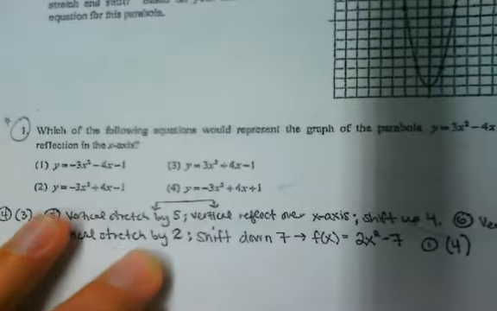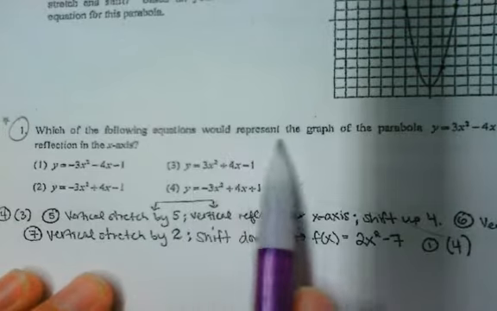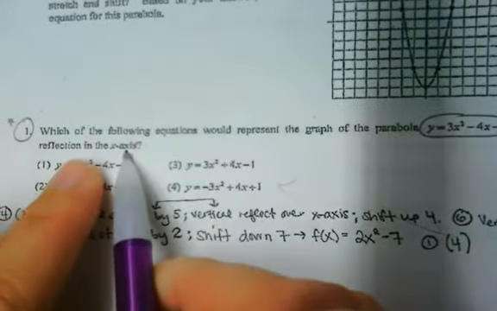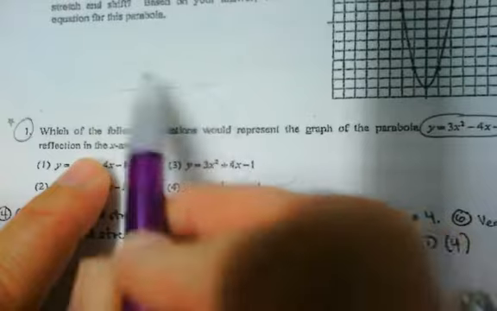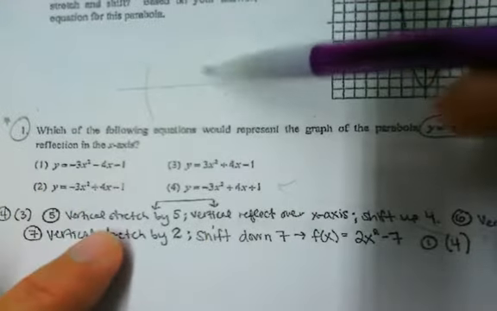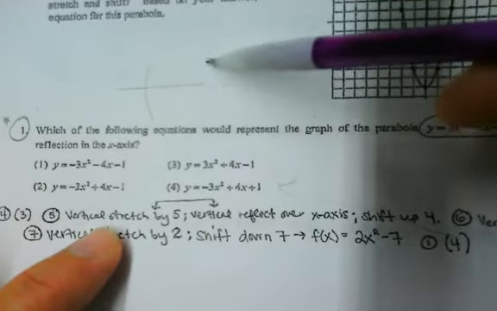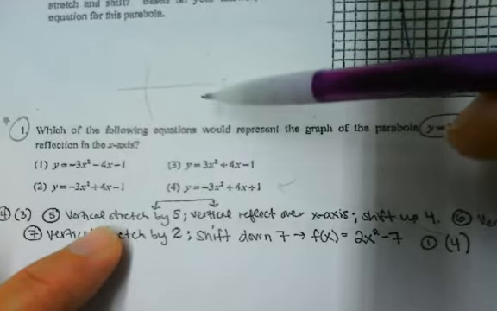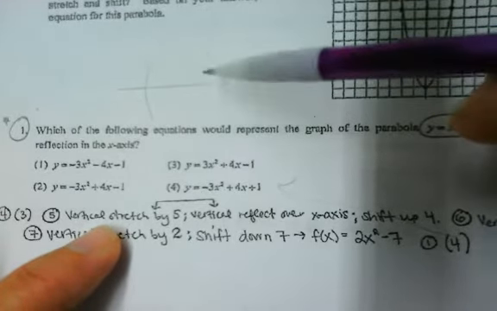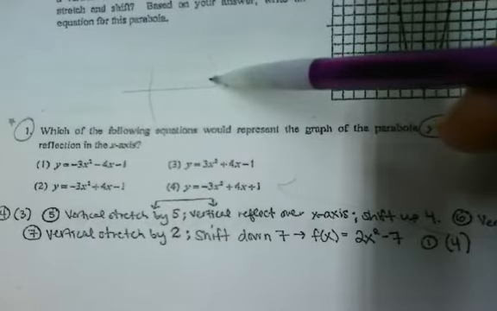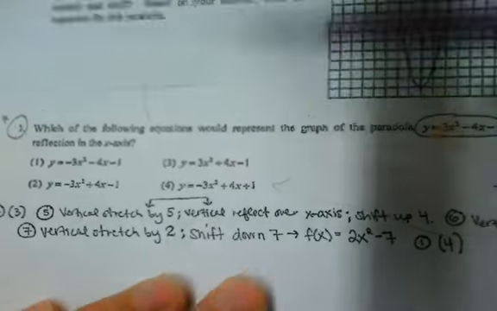And then this number 1 at the bottom. Which of the following equations would represent the graph of this parabola after a reflection in the x-axis? So let's think here. If you're flipping over the x-axis, is that a vertical or a horizontal movement? What'd you say? Vertical, up, down. So a vertical reflection means the negative goes inside or outside when it's vertical? Outside, always. Everything vertical is outside.